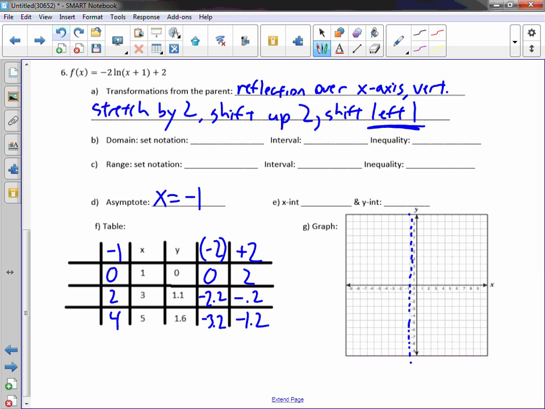So we get the point 2, negative 0.2, so just below the x-axis. 4, negative 1.2, so just below 1. And we get our graph about there. Domain, like I said earlier, is always from your asymptote to positive infinity when it comes to logs. That's any log situation. And of course, log situations also include ln. So it's going from, in this case, negative 1 out to infinity.